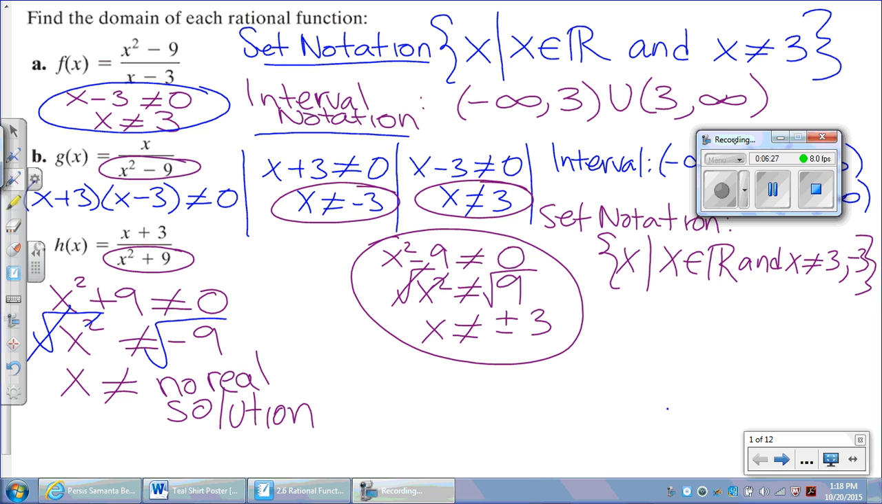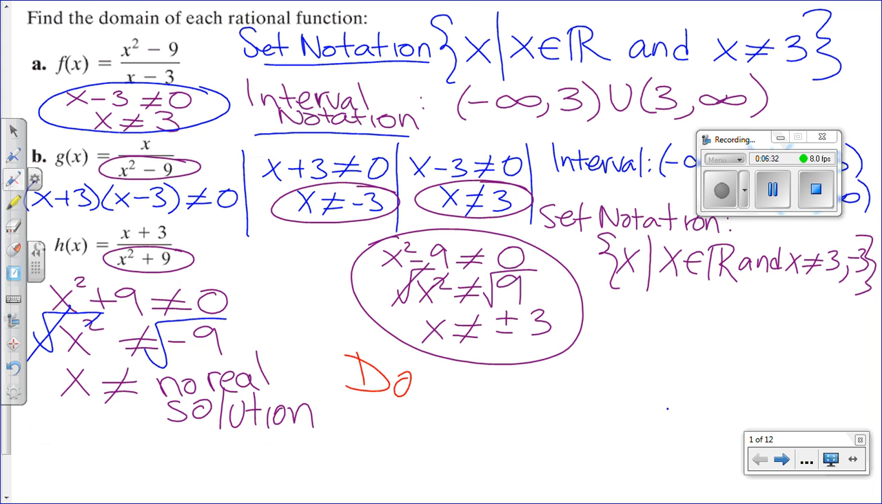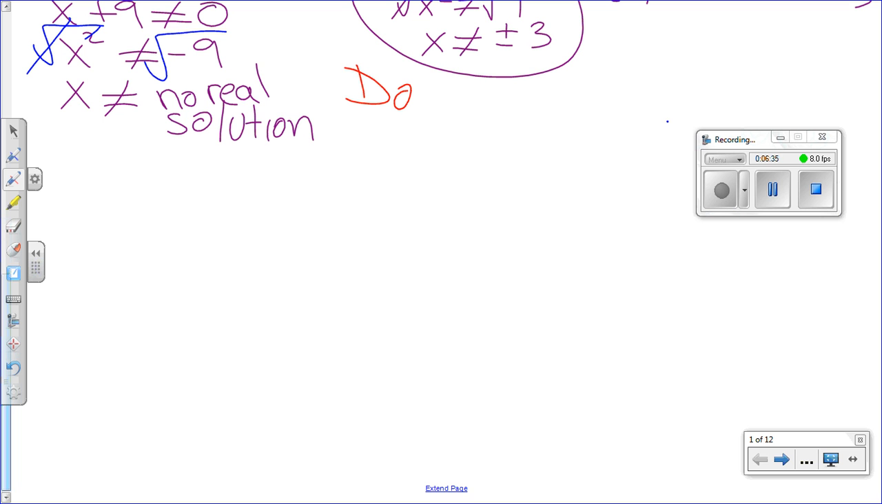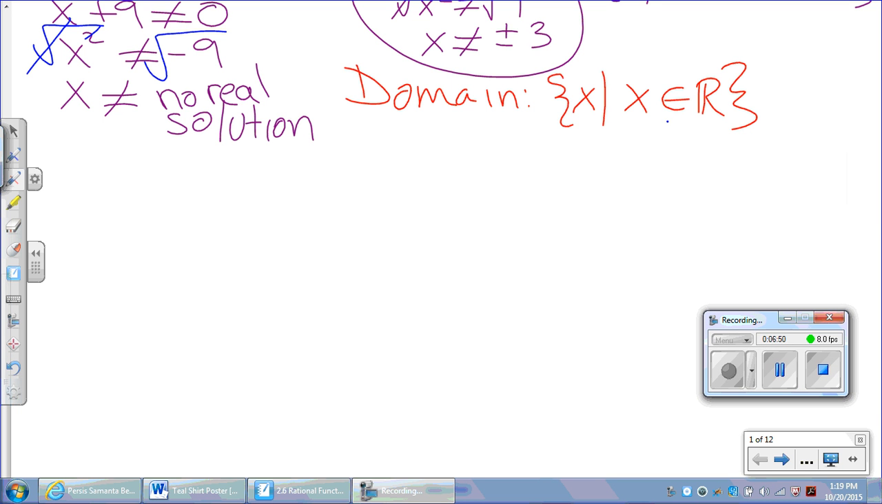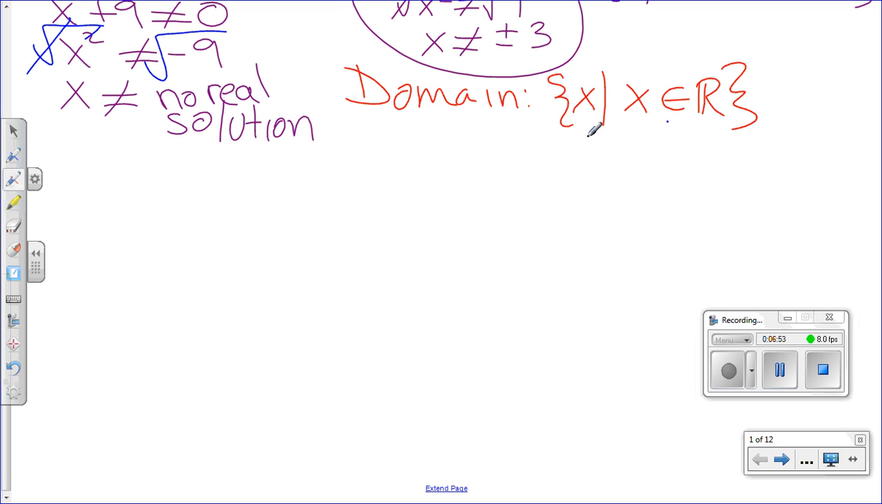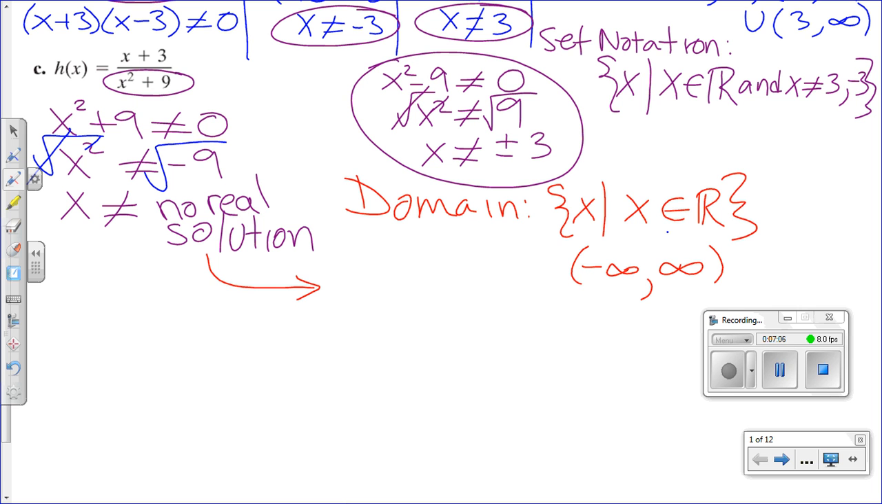So to answer that particular question, the domain will be any x such that x belongs to the set of real numbers with no restrictions. As an interval, what would it be as an interval of real numbers? From negative infinity to positive infinity. And that is because we're saying there's no real solution to that inequality, and therefore there are no restrictions.